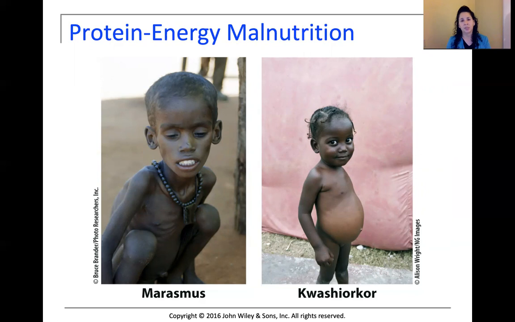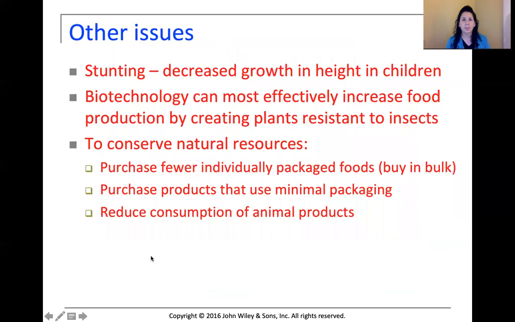We get a couple different types of diseases that either cause us to look like our children's body's head is too big for the size of their body, or they have this distended belly type syndrome. So other issues that we're concerned about, stunting.